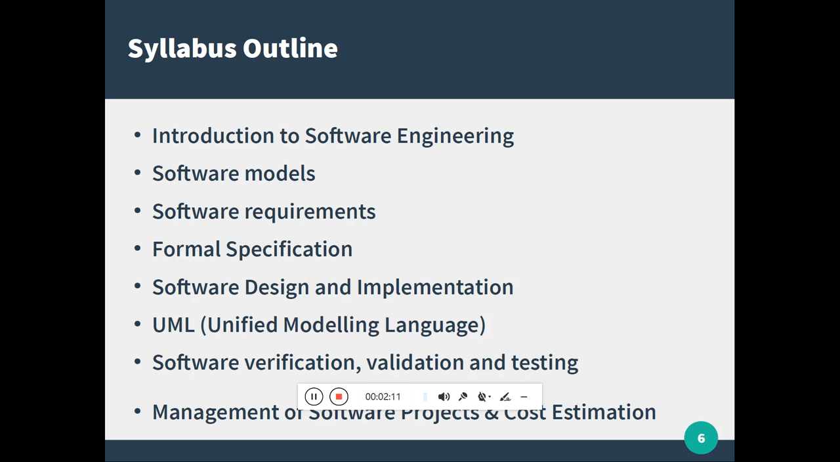for software development. The formal specification part is mainly about how to express the software requirements as a mathematical expression, and the software design and implementation part is how you can transfer these system requirements into a system design. How do you design the system? How do you design the subsystems? And the implementation part is how you can build the system by building the subsystems.